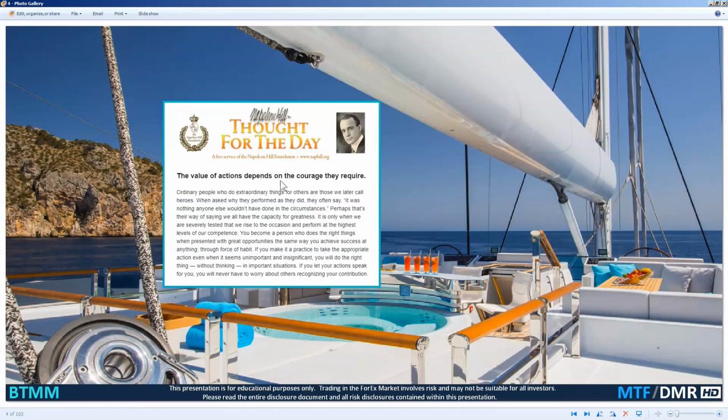The value of actions depends on the courage they require. Ordinary people who do extraordinary things for others are those we later call heroes. When asked why they performed as they did, they often say it was nothing anyone else wouldn't have done in the circumstances. Perhaps that's their way of saying we all have the capacity for greatness. It is only when we are severely tested that we rise to the occasion and perform at the highest levels of our competence. You become a person who does the right things when presented with great opportunities the same way you achieve success at anything, through force of habit.